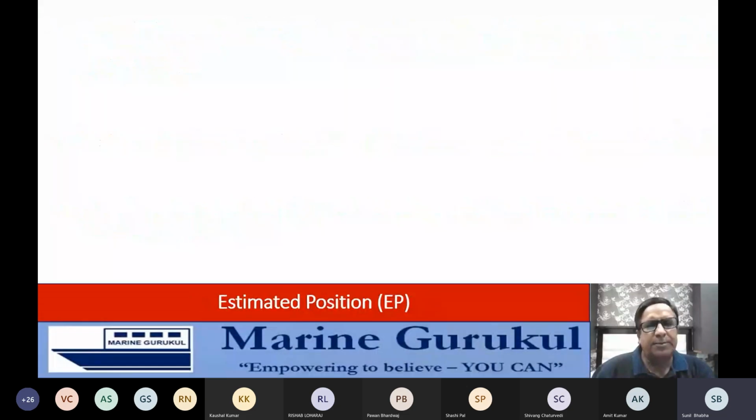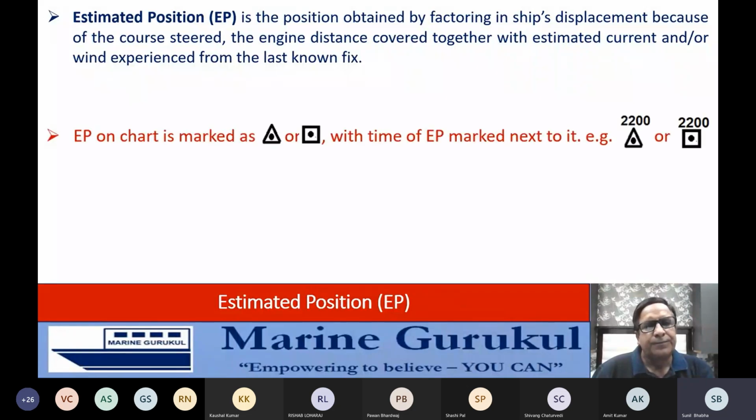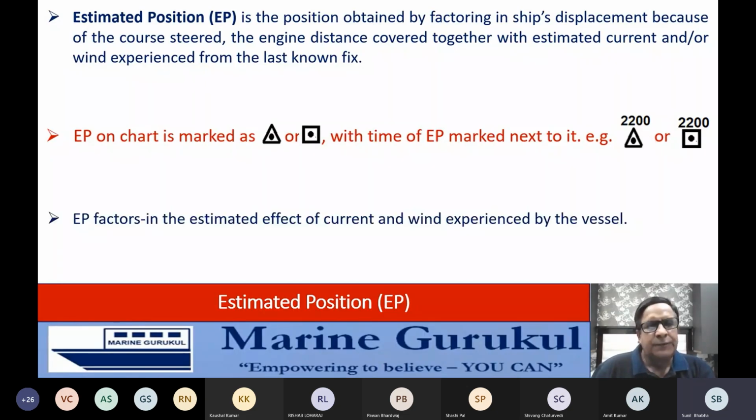The next is estimated position. It is the position obtained by factoring in ship's displacement because of the course steered, engine distance covered, together with the estimated current and or wind that may have been experienced by the vessel during that interval. EP on the chart is marked with a triangle or a square with a dot in the center. And if the time has to be indicated, that can also be mentioned against the symbol. EP factors in the estimated effect of current and wind experienced by the vessel.